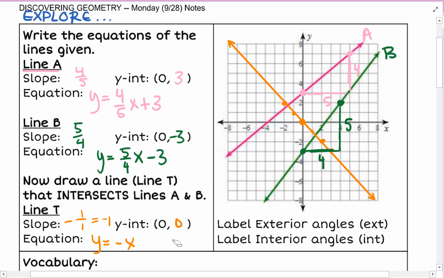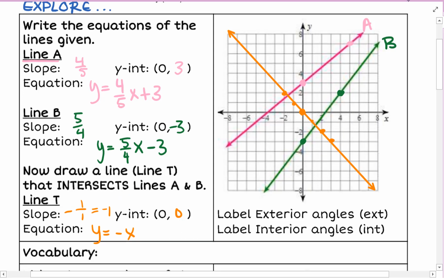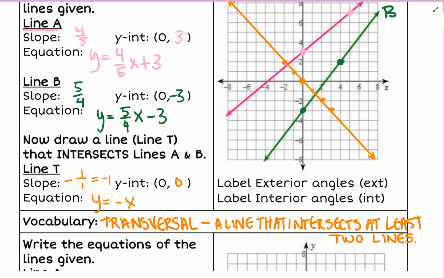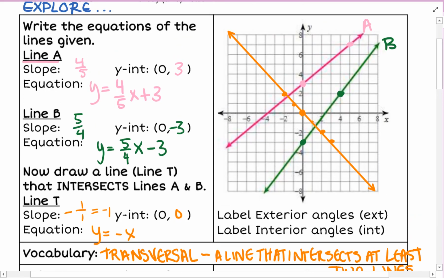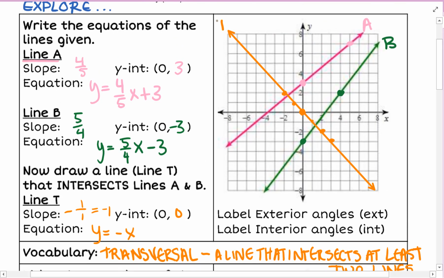And there are so many possibilities of lines that could intersect. Line T has a special name. It's called a transversal. A transversal is a line that intersects at least 2 lines. So line T, the orange line, is a transversal.